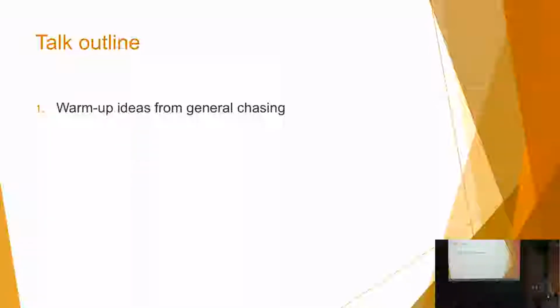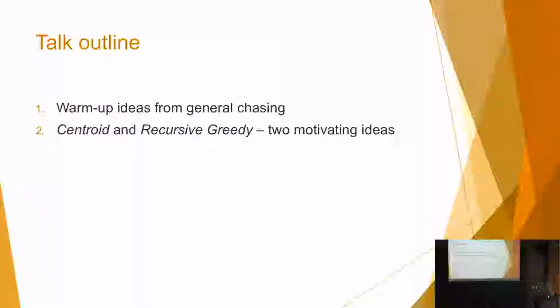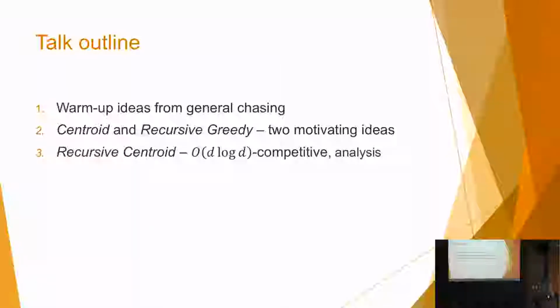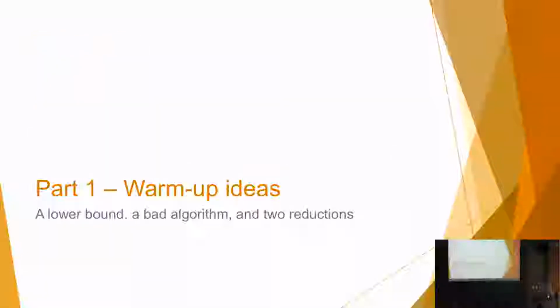So the first section will just be a few warm-up ideas. I might go through that pretty quickly. The second thing I want to talk about is the two algorithms that we thought of en route to coming up with the algorithm that we actually used. And then I'll actually talk about the algorithm that got us polynomial competitive ratio. And I will, depending on time, give some or none of the analysis.